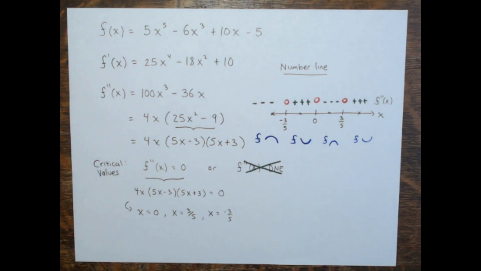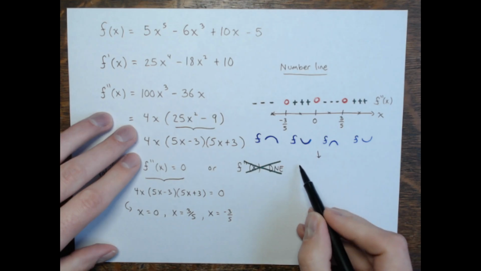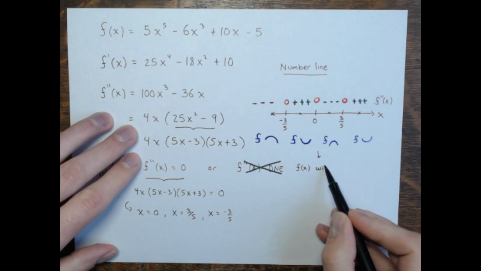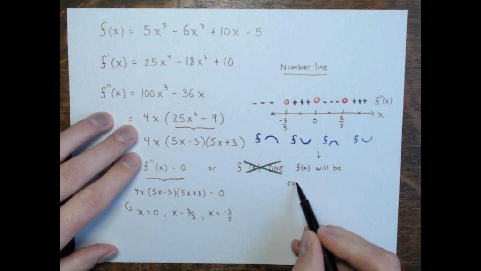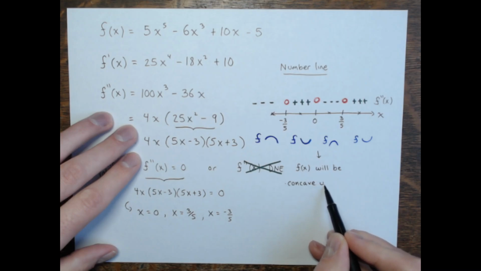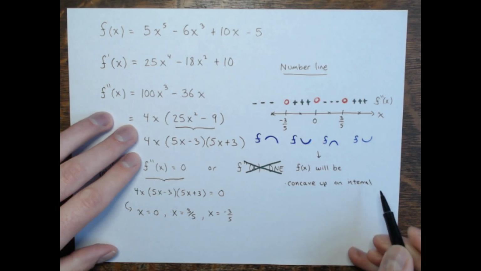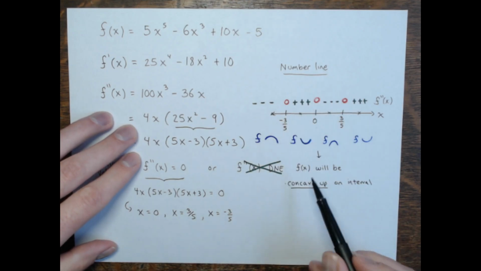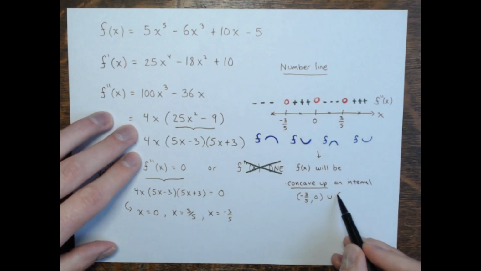Now, there's going to be problems coming up where you have to state all this. So I'll do that here. We can say that f, the graph of the original function, will be concave up on the following intervals. So again, concave up, curling up, wherever the second derivative is positive. So from -3/5 to 0, union, because there's another one, and then 3/5 to infinity.